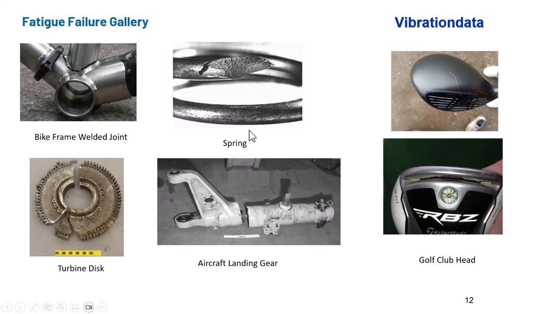In the top there, you see a spring with a fatigue failure, and you look at that little pattern of ridges. We're going to talk later about those patterns of ridges, that surface roughness. That can tell us the story of what type of loading and what type of fatigue failure occurred. We'll talk more about that later on.